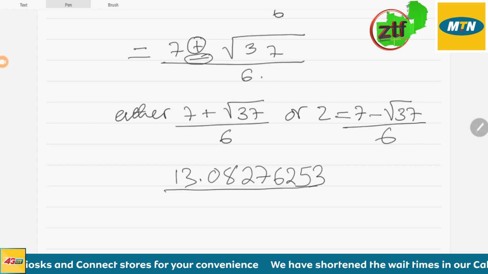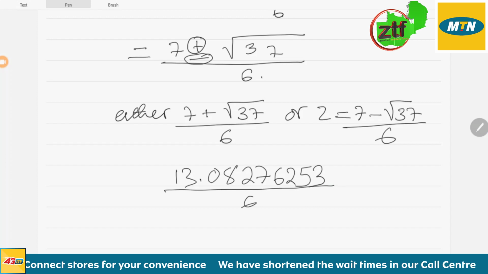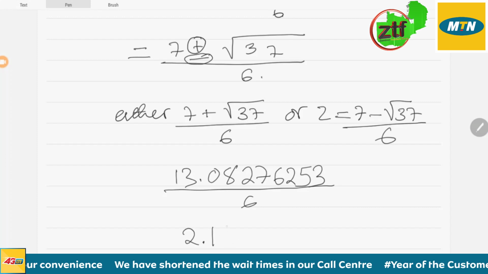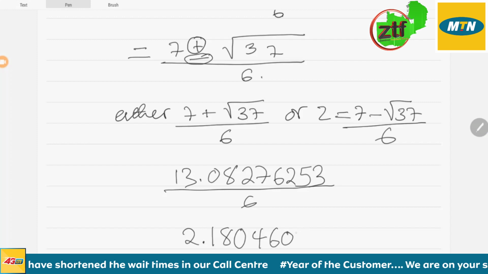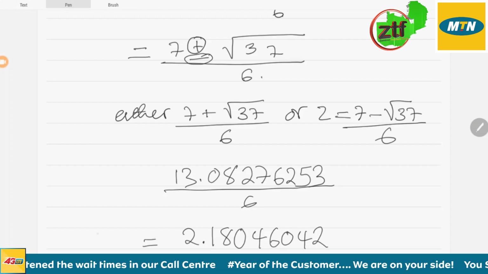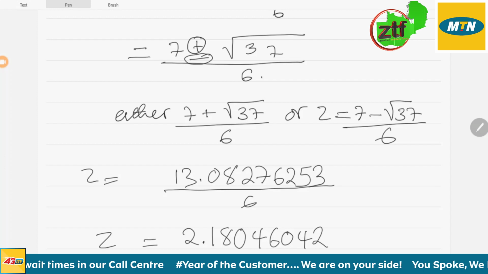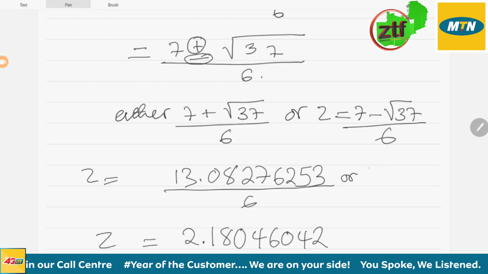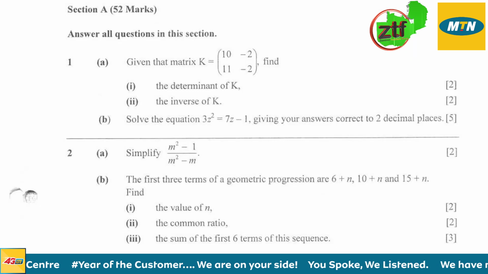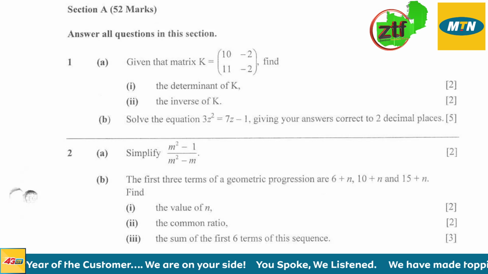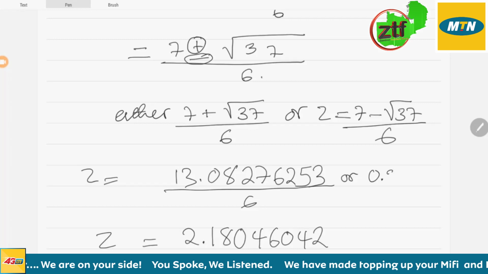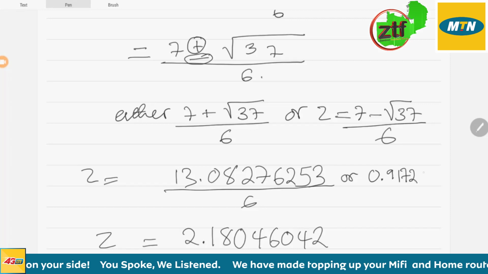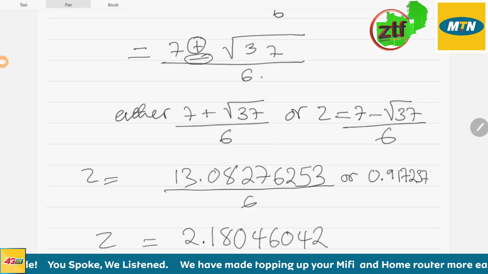So we also divide it by 6, and when we divide that by 6, we are going to have 2.180460422. This is one value of z. We are still calculating for z. Then for the other value, we are now subtracting, 7 minus the square root of 37, and this gives us 0.917237469.